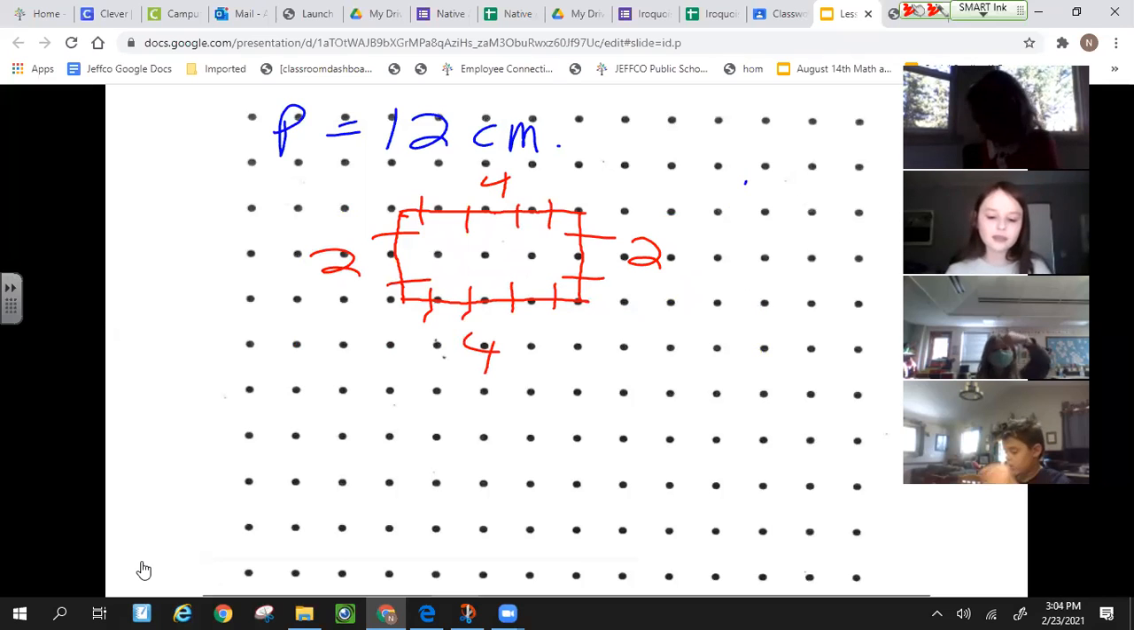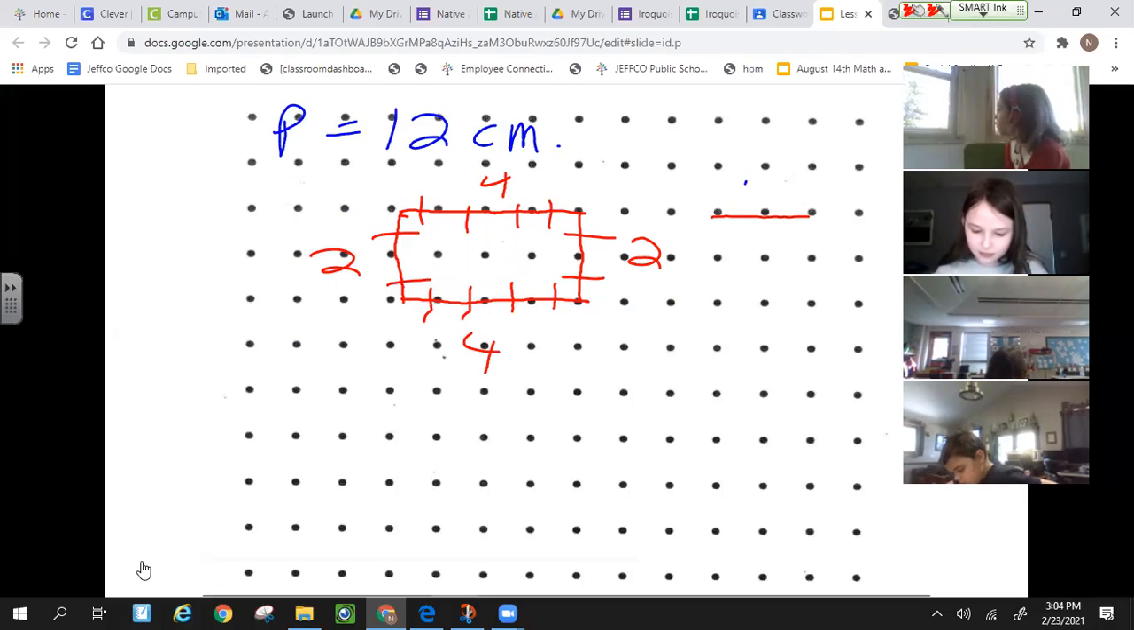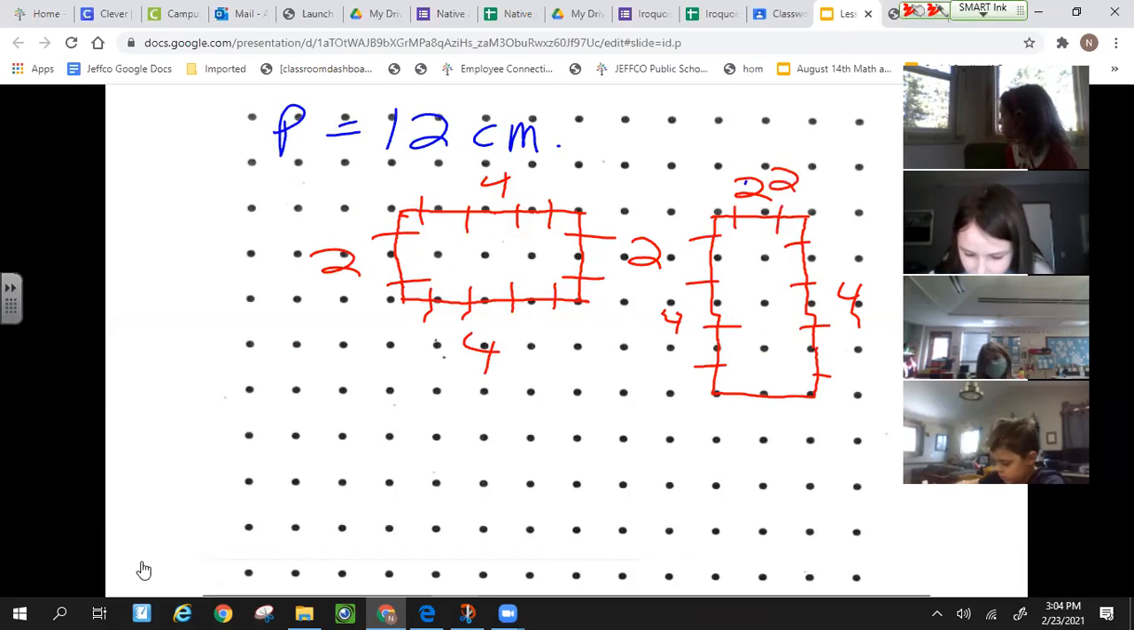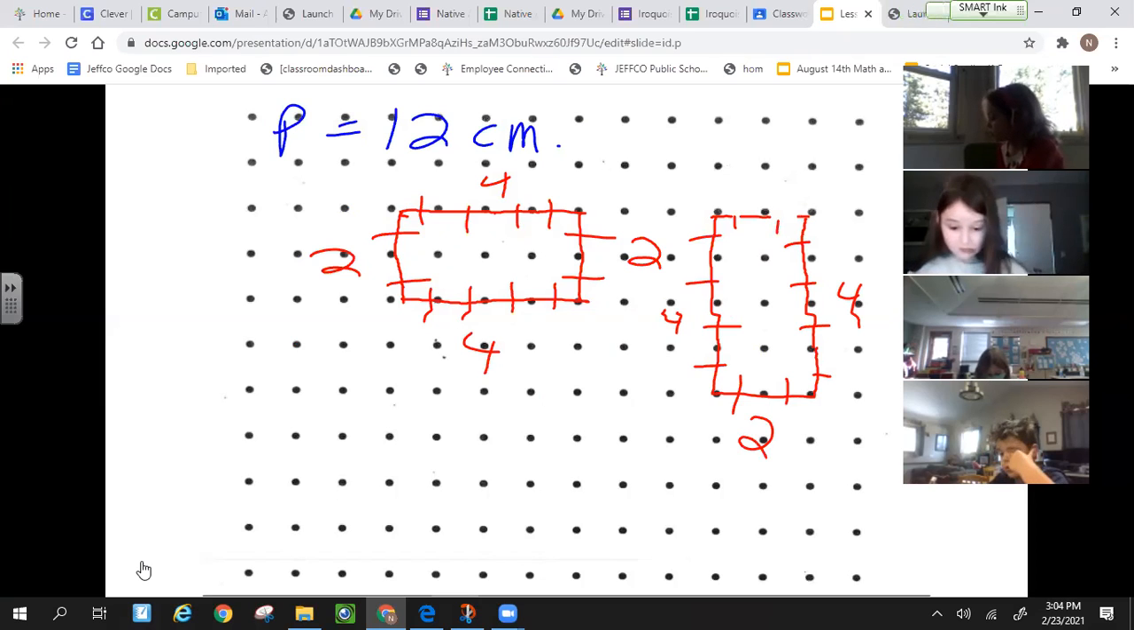Anybody else get a 4 by 2? Yep, Gabe got that too, Astria. So can I point out that a lot of them had that just turned, and that's perfectly fine. That's like commutative property, right? So yours might look exactly like that, but on its side. So what Mrs. Harrison wanted to point out is that some of you are using the commutative property, which is celebrated. So you might have the same thing as Astria, but just flipped, right? Does anyone have a different one than the 2 by 4 or 4 by 2?